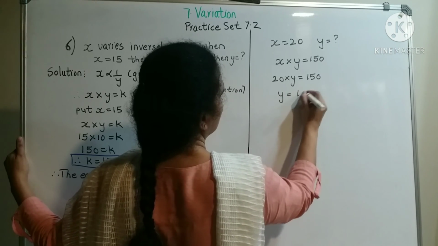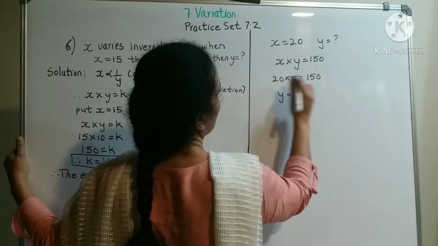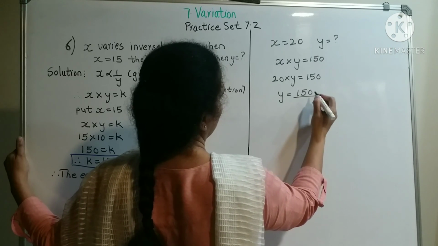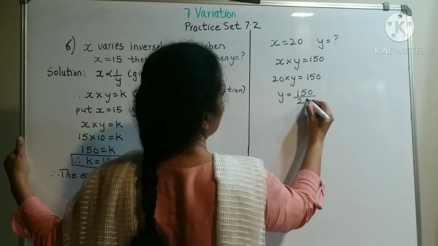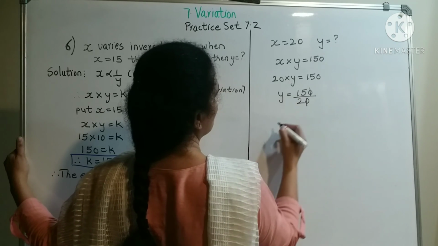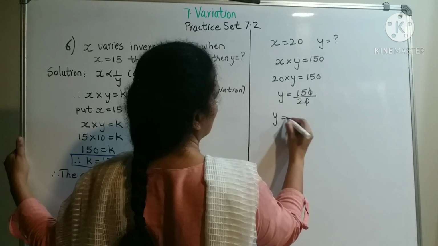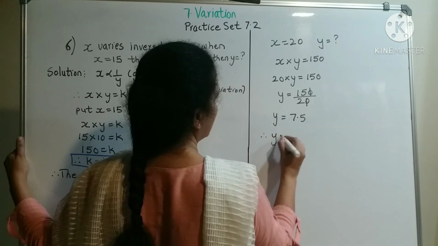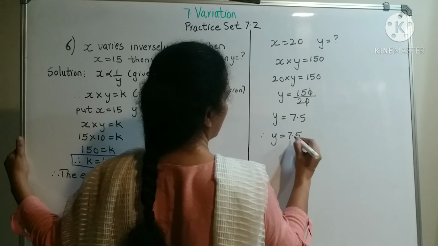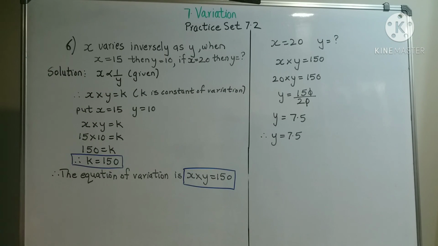y is equal to 150. This number, when we write on the right hand side, it will divide this number 150. So 150 upon 20, 0 will get cancelled. y is equal to 7.5. Therefore, y is equal to 7.5. So this is the value of y that we have got over here.